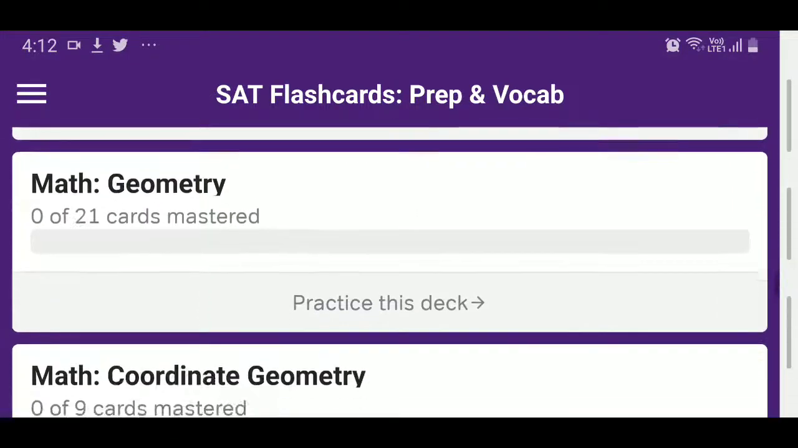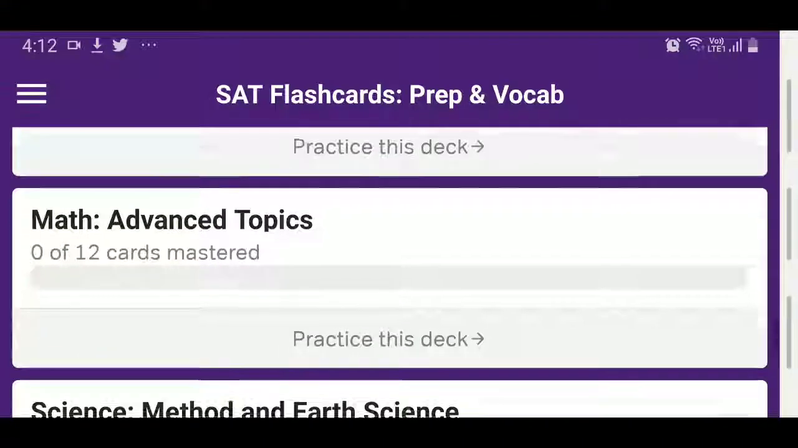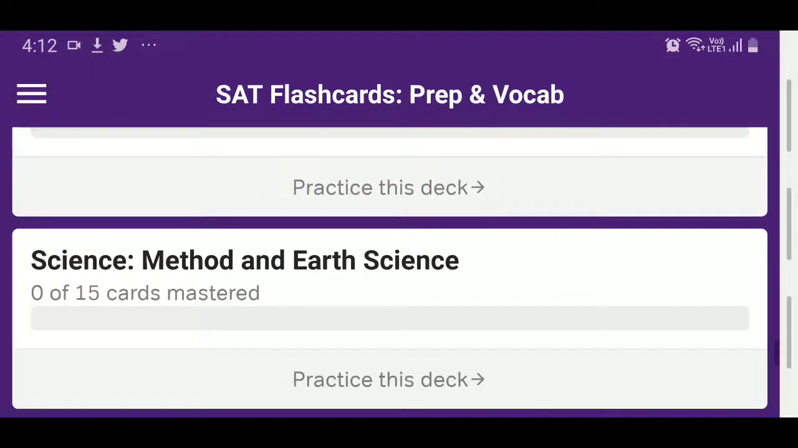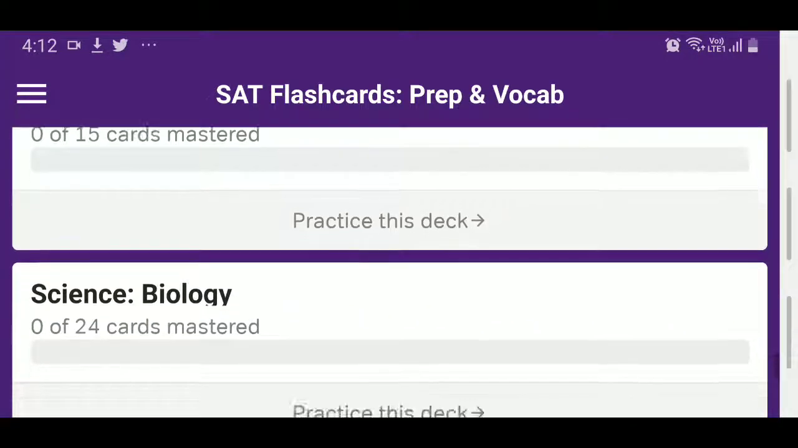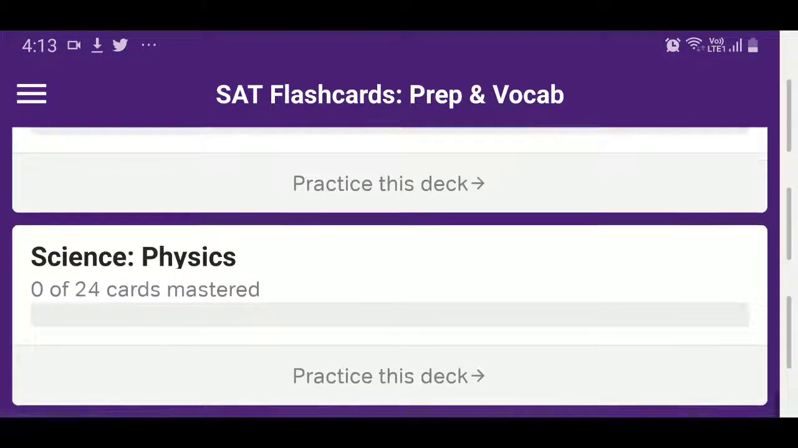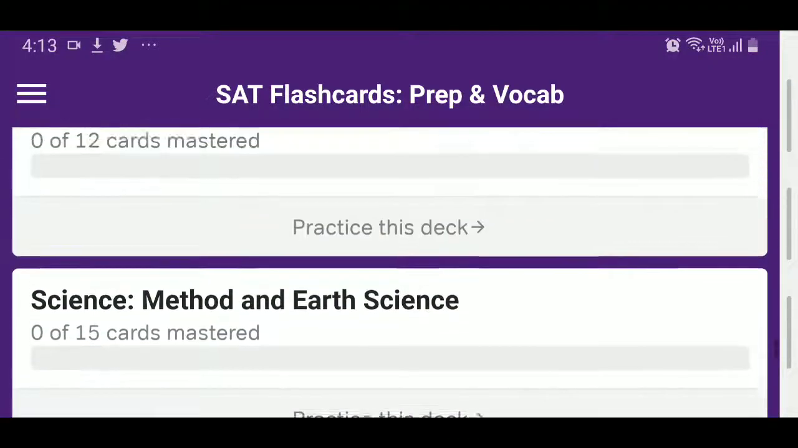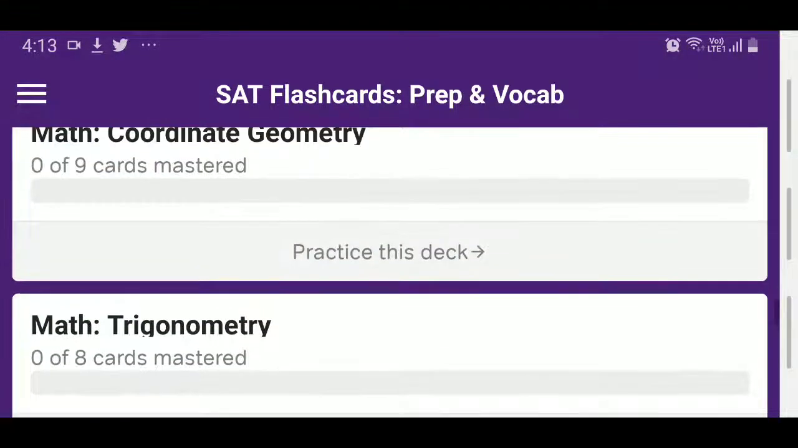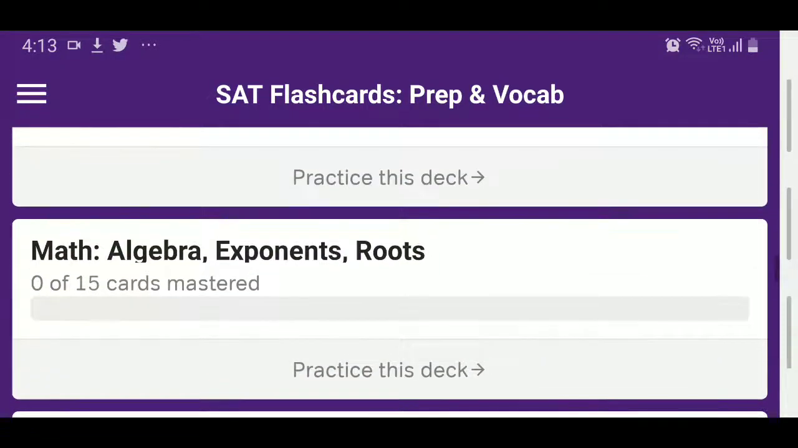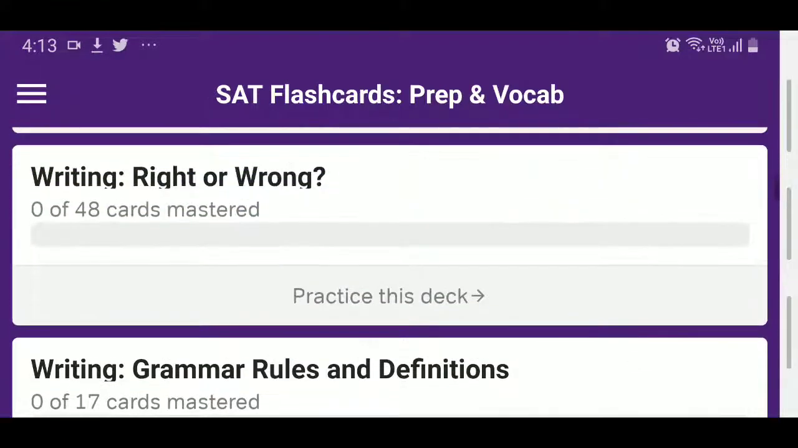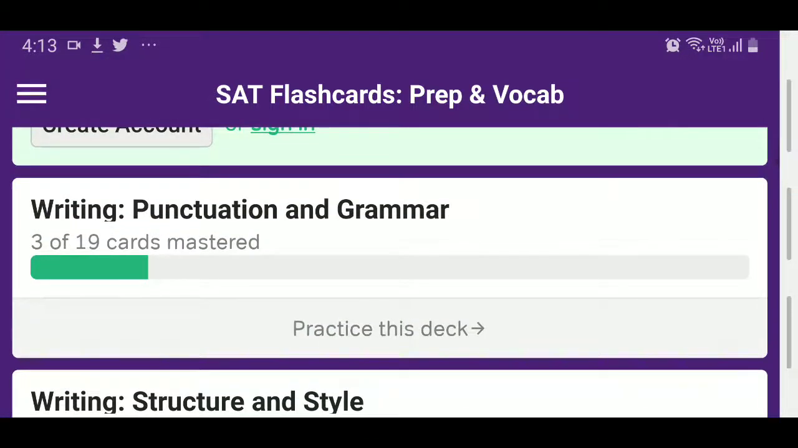There is a collection of cards: geometry, coordinate geometry, trigonometry, advanced maths portions, and things related to science, biology, chemistry, physics. It's not something very specific to the subjects, but this is all related to general SAT, and going through it makes a lot of sense for people who are preparing for SAT. I highly recommend using these flashcards for quick revision.